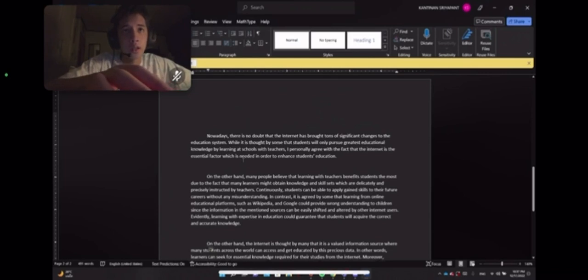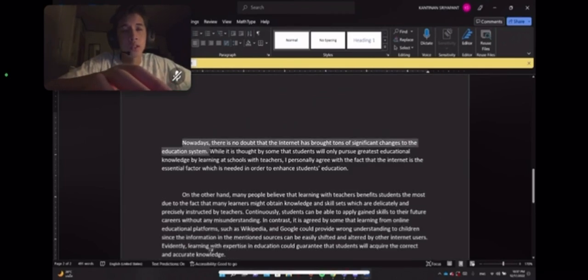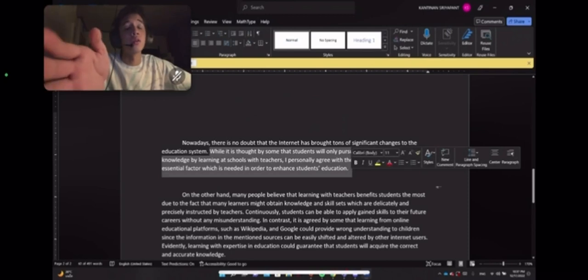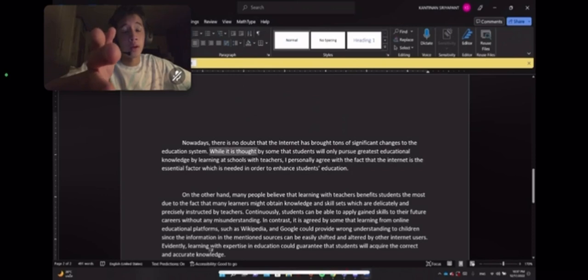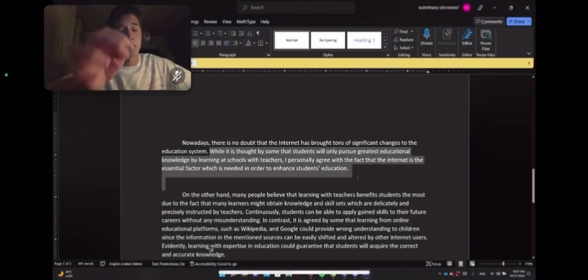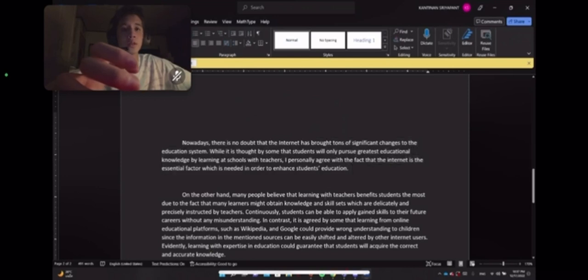Here, from "nowadays" to "education system", this is called the general topic, which says something about the general thing occurring around that event. And here is the part called the plan, or your opinion. I also paraphrased the question here, and I added my personal opinion towards the topic as well. So here is my introduction.